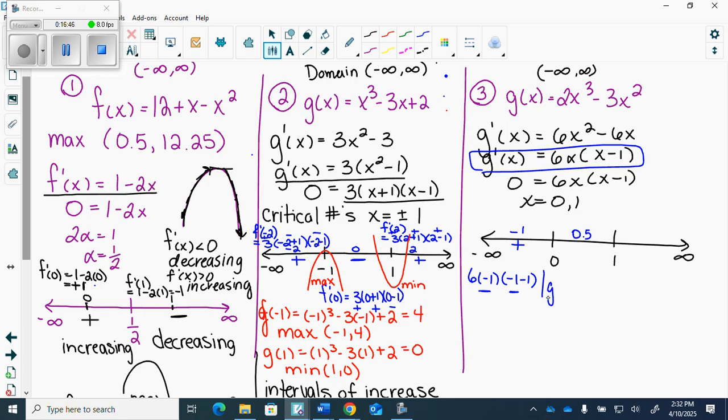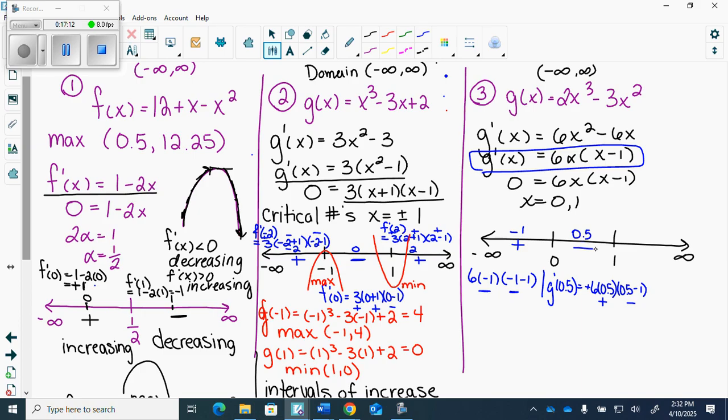So I can do g prime of 0.5. And then I get -6 times 0.5, which is a negative, and then 0.5 minus 1, which is a negative. So what do I get? Negative. You see how I don't actually care what the number is? I just care what the sign is. Any number I pick between 0 and 1, not 0 and 1, they'll result in zeros.